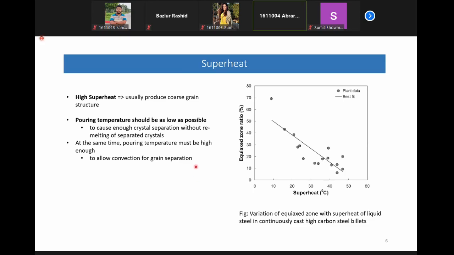Superheat, generally, we want to have low superheat if we want equiaxed structures. This is because we don't want the separated crystals to remelt when they enter the center of the solution. But there is a balance to be made. We want the superheat to be as low as possible so that enough crystal separation can happen without remelting. But the superheat needs to at least be at a level such that there is enough thermal convection that allows grain separation to happen. So that's the optimally low superheat that we are going for.